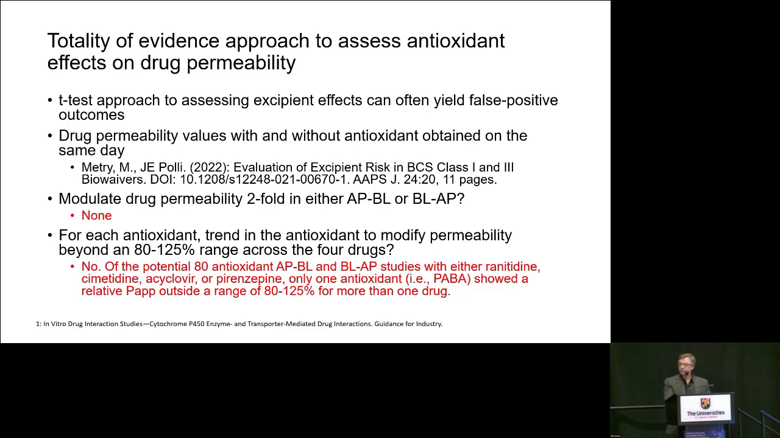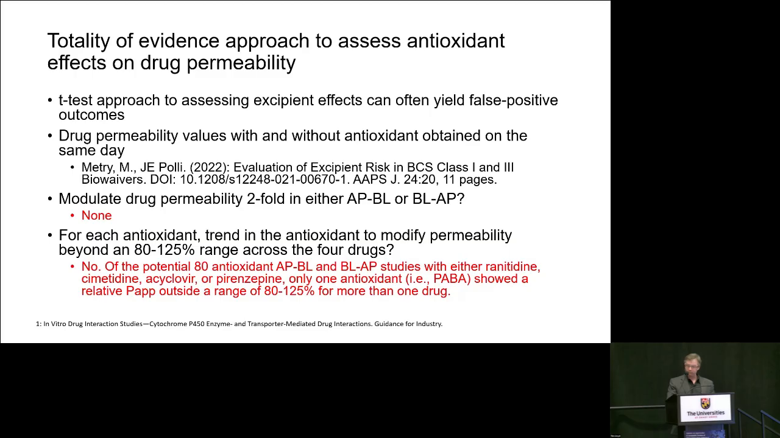Okay, and then in terms of excipient effects, it's actually very hard to assess them, I would say. It's very attractive to maybe use a t-test, but I think you'll probably get a lot of positive controls. Lots of labs historically are very familiar with this type of testing. So we use a totality of evidence approach. So a couple different things. Drug permeability values with and without antioxidants were obtained on the same day.